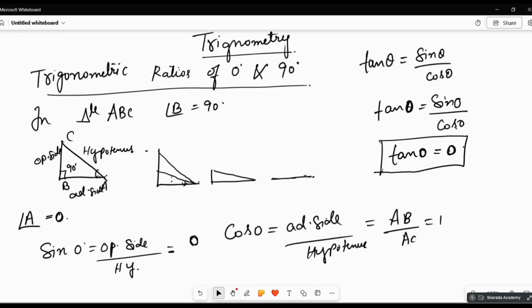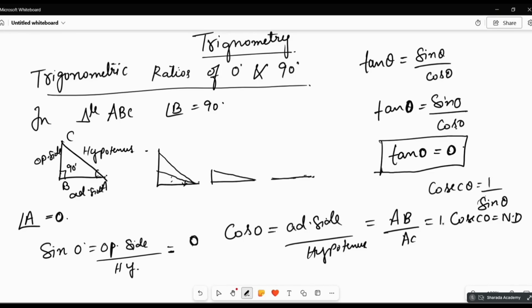Then what will be the cosecant value? Cosecant of 0 is not defined. Cosecant is 1 by sine. Here sine 0 is 0, and 1 by 0 is infinity, which is actually not defined. So cosecant 0 is not defined.